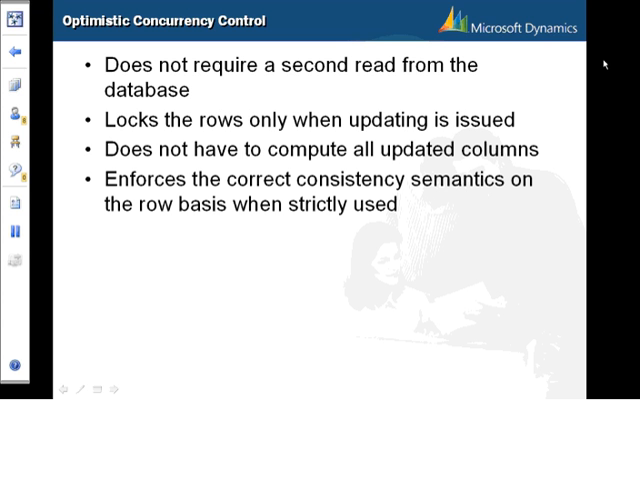The benefits of using optimistic concurrency control are: it does not require a second read from the database. It locks the rows only when the update is issued. This makes the locking period shorter. It does not have to compute all update columns because it must compare only one column value. It enforces the correct consistency semantics on a row basis when strictly used.